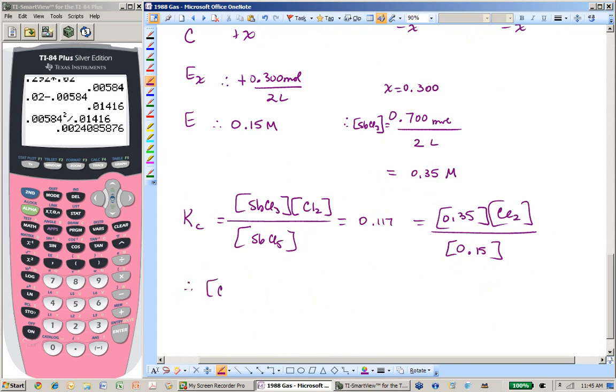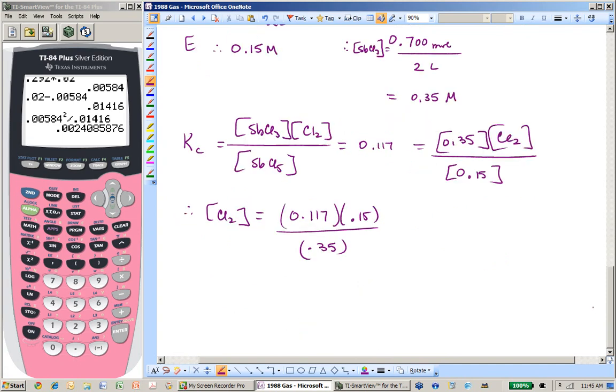So therefore, the concentration of Cl2 is equal to 0.117 times 0.15 over 0.35. There's a couple algebra steps in there, but I did it in my head. I'm solving for this, so I'm going to cross multiply my 0.117 times 0.15 and then divide it by 0.35. So that's where I came out with all of that. I promise it works, but if you need to do the couple of steps of algebra, go for it.